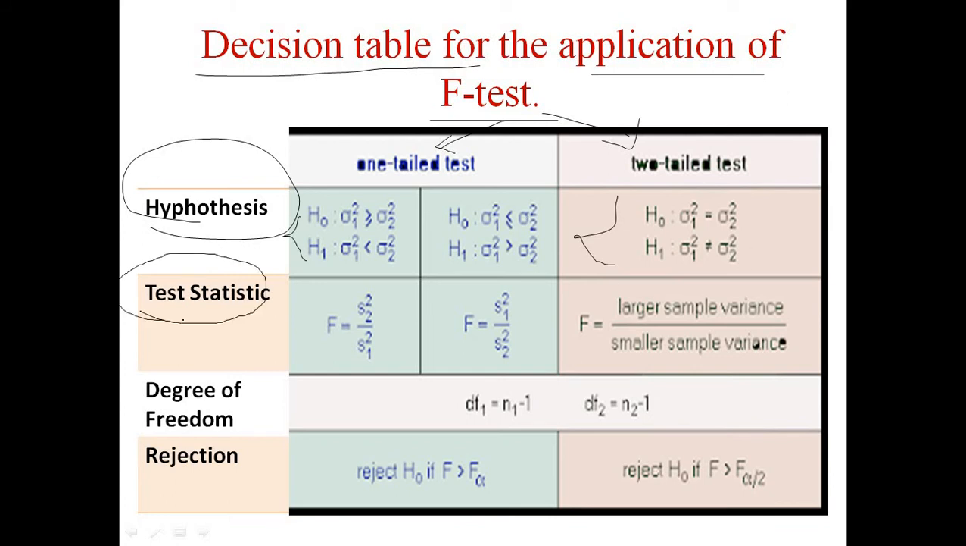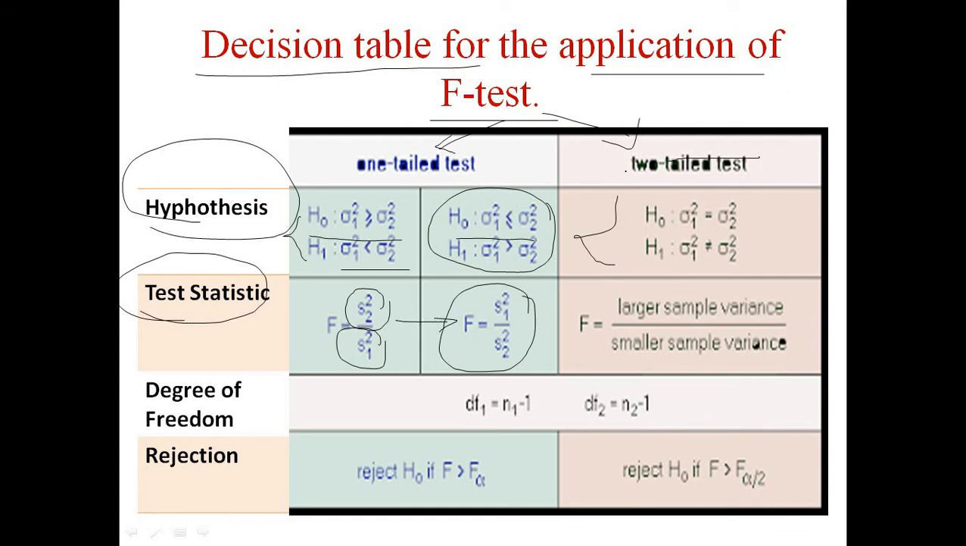After that, the test statistic for a one-tailed test is S2 square divided by S1 square here, and here you can observe S1 square divided by S2 square. This depends upon the hypothesis, either your sample 1 is greater than or equal to sample 2 in the null hypothesis, and in the alternative hypothesis sample 1 is less than sample 2. Like that we have to consider the different hypotheses, so the test statistic may vary.